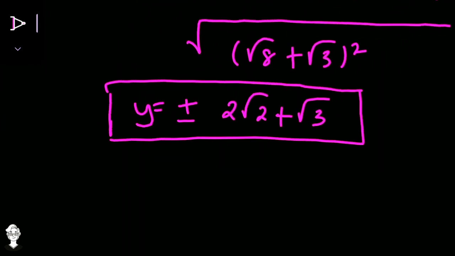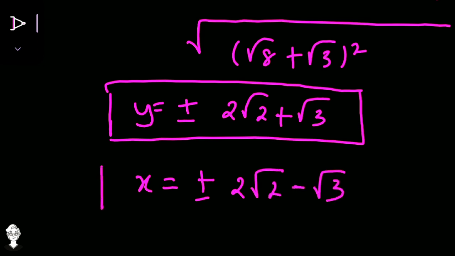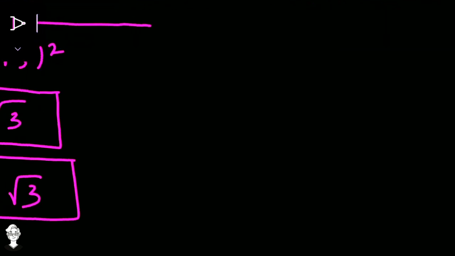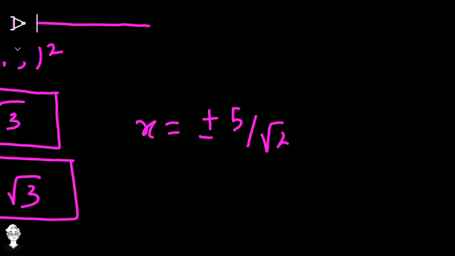And similarly if we solve the surds for x, we will get the value of x as plus and minus 2 times square root of 2 minus square root of 3. Yes, this is the value of x and y from here, and the value of x and y from there is that x is equal to plus or minus 5, not 5, 7 upon square root of 2, and y is equal to plus or minus 7 upon square root of 2.